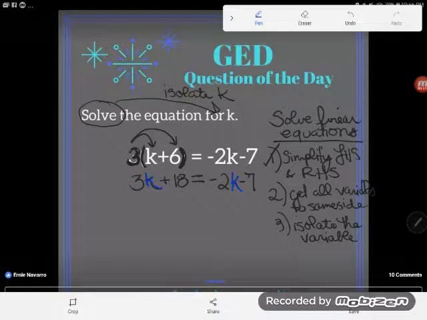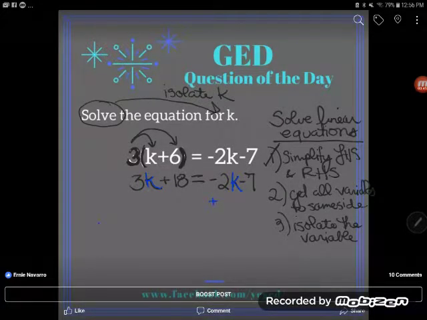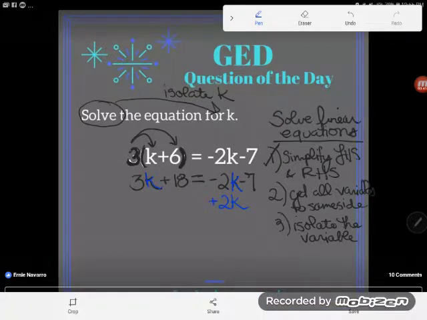Okay, now because I do not like negative numbers if I can help it, I think I will move this minus 2k, because the opposite of minusing 2k is adding 2k. Notice I'm not dividing here because I'm not separating the negative 2 and the k. I'm adding because I'm moving that entire term.